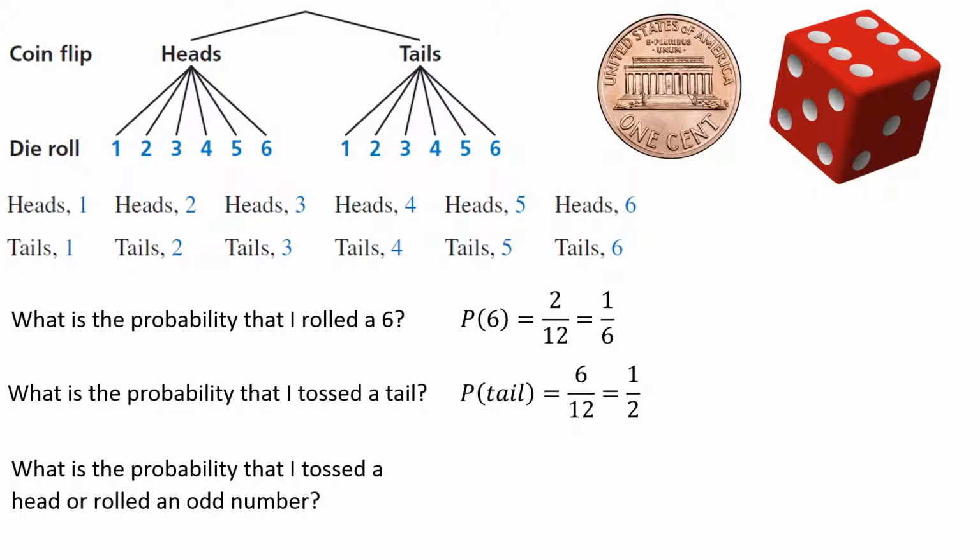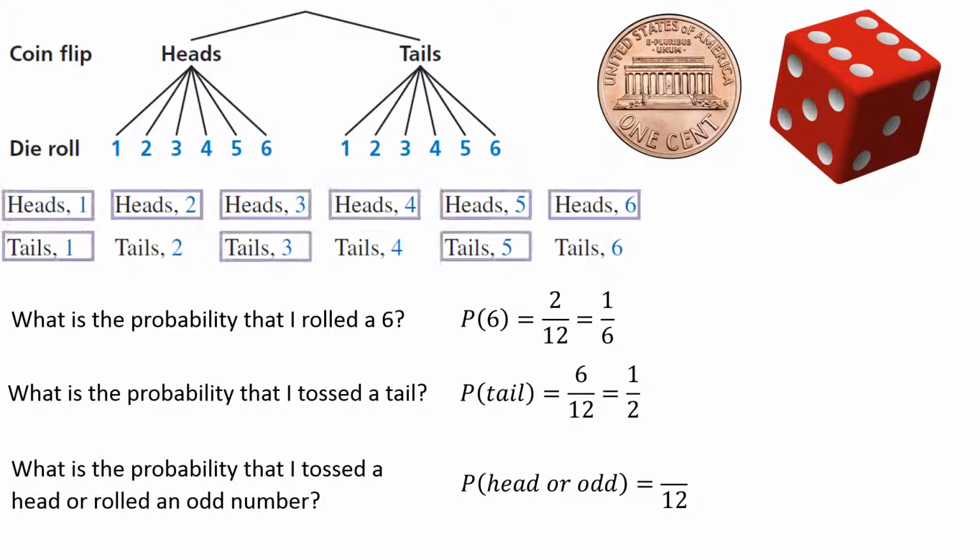Head or odd number. Well, again, you know the denominator is going to be 12. How many times was it either a head or an odd number? Well, this is where it gets a little bit tricky because there were 6 times when there was a head. There's also 6 times where it's an odd number.